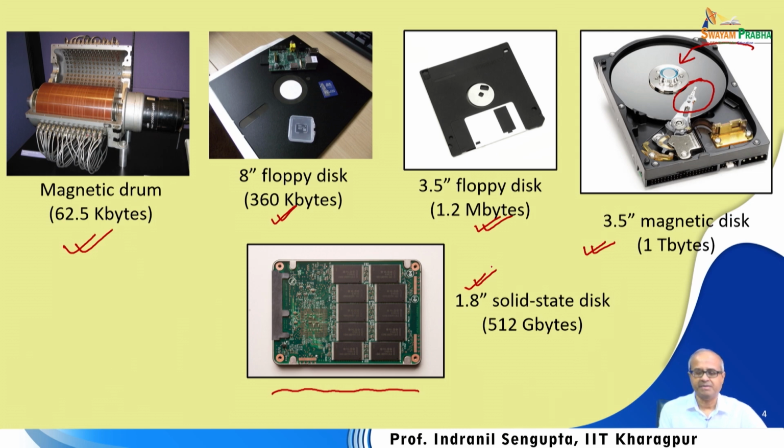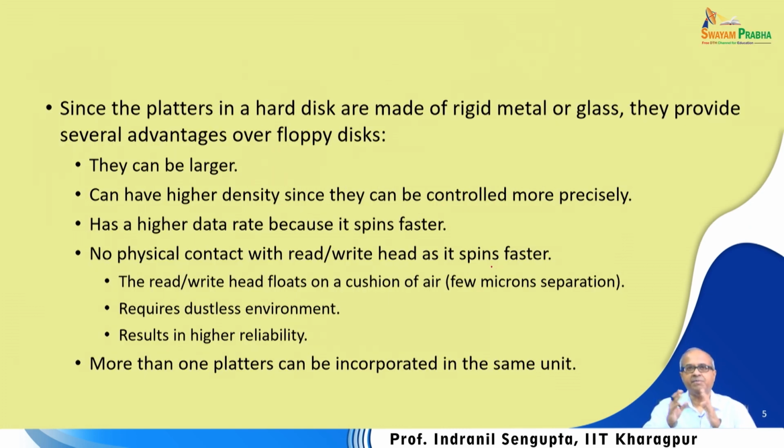Okay. Fine. Now, coming back to hard disk. In a hard disk, as I said, the surface, that is called a platter, is made of rigid material, either metal or glass. They cannot bend. Because they cannot bend, we can rotate it at a very high speed. They have several advantages over floppy disk, because floppy disks were soft, flexible, that is why you could not rotate it at a very high speed.